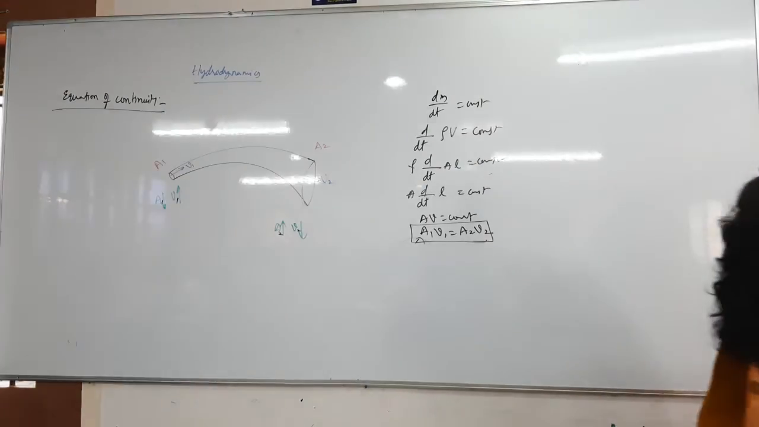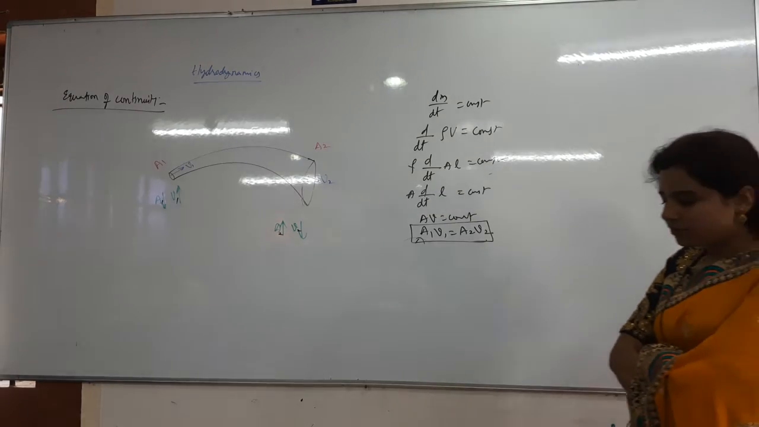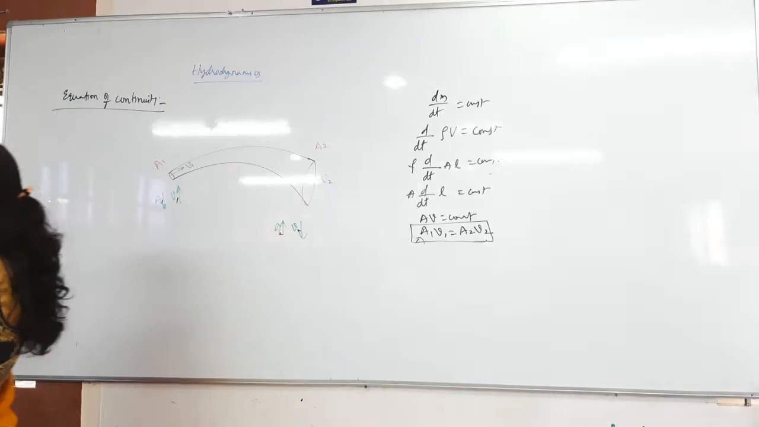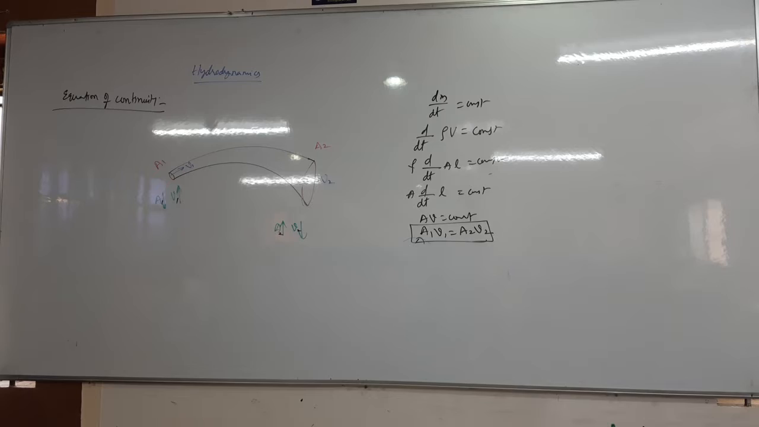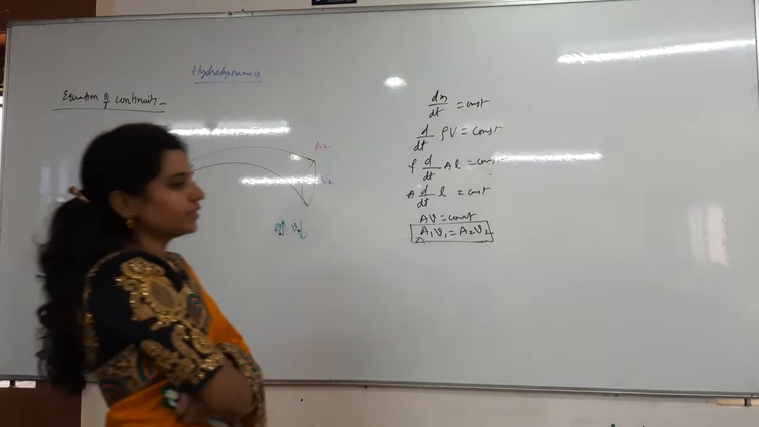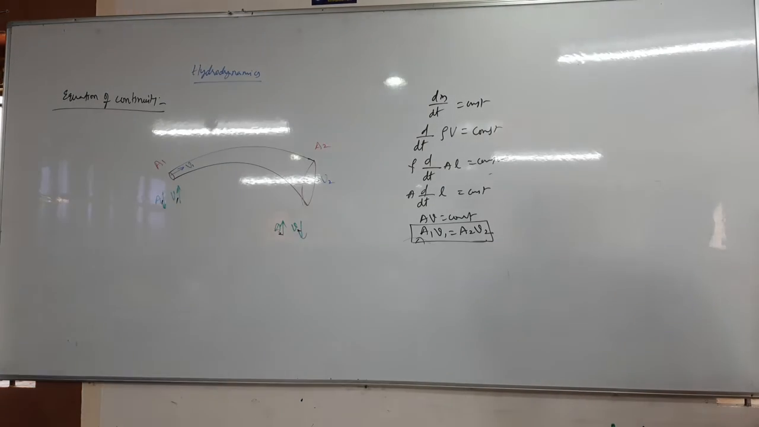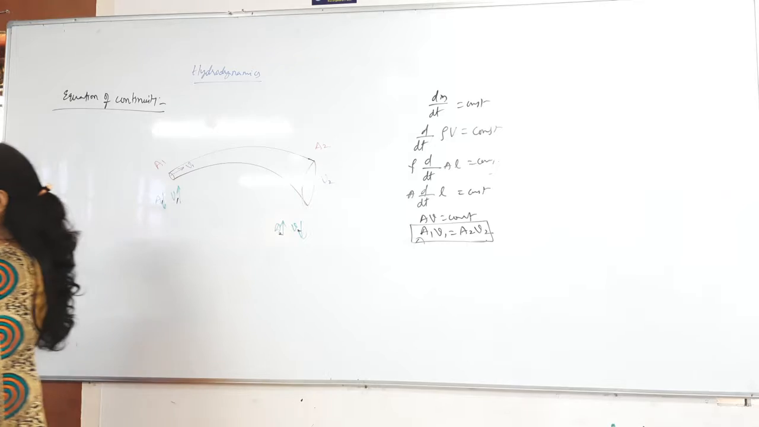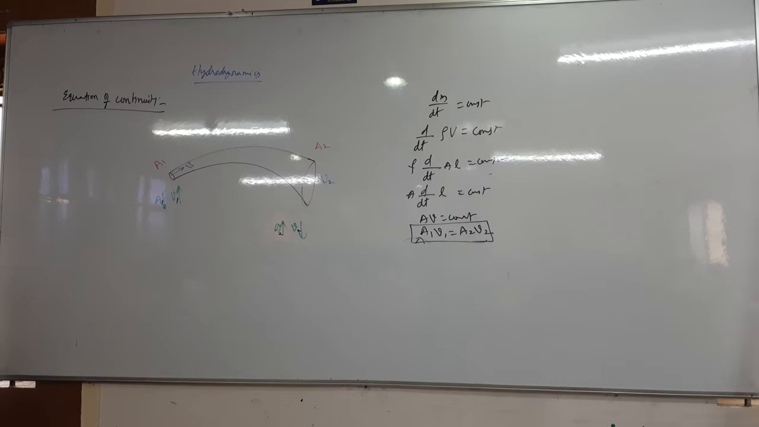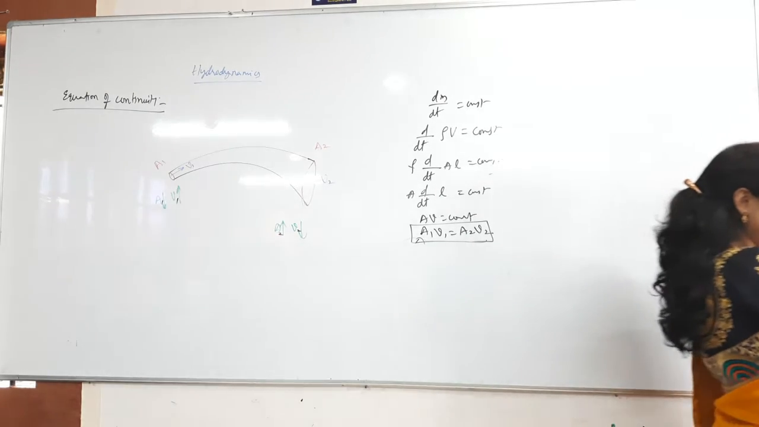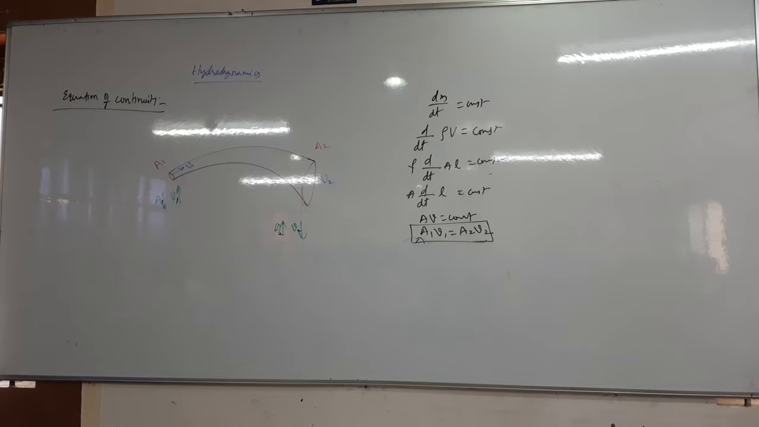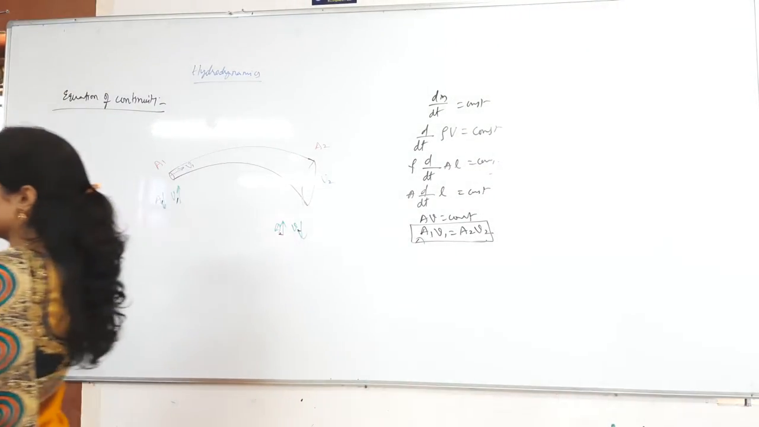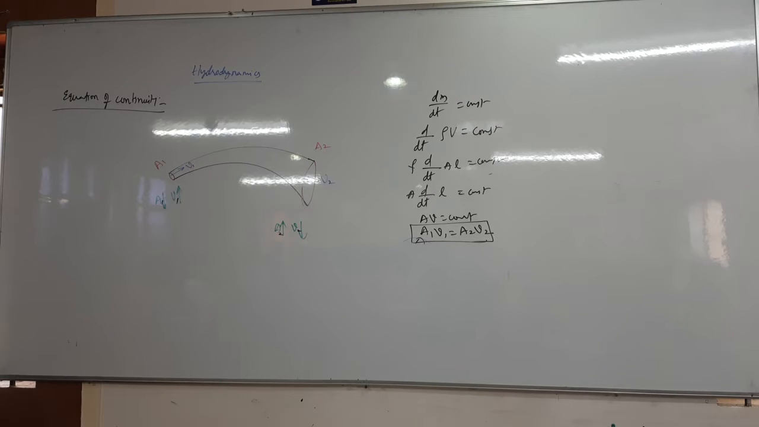In the next line you write, the fluid velocity will be less at the larger cross section, and it will be more at the smaller cross section. Note down everything. Pipes should have different cross section areas.